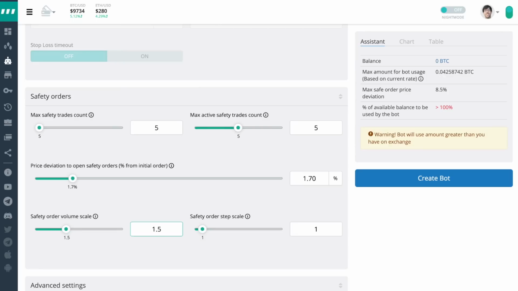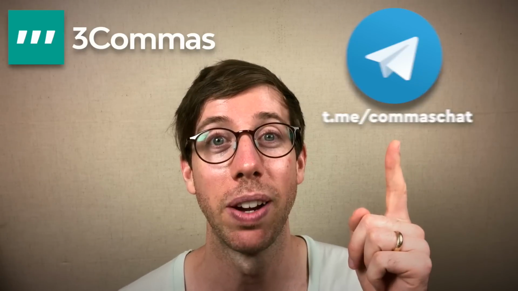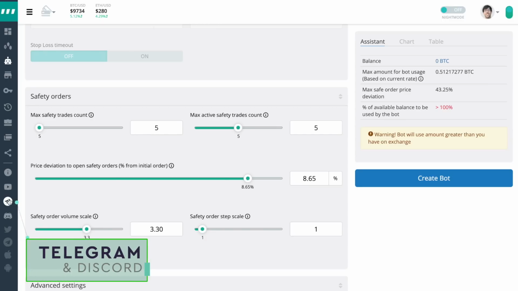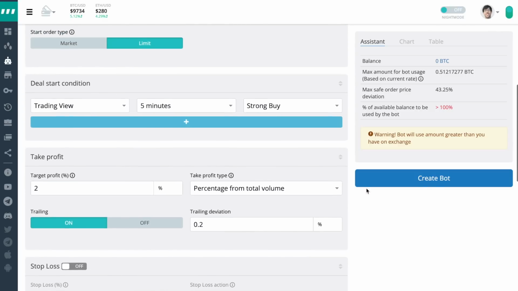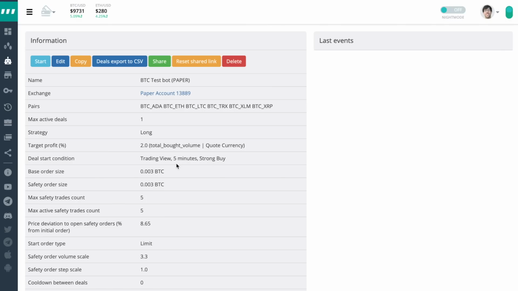So don't do these crazy things like set your safety order volume scale to something like 3.3 and something ridiculous, because you're not going to do that with your real account. And if you are, and you're having success with it, by all means, let us know in the Telegram chat channel, which you can find a link to up here, or you can just find it on the website. It's over here on the side where we have Telegram. Boom. All of these things are here for you to play with and to have fun with and to see how it goes. And I can create the bot and I can start it, and it's going to perform just like all of my other bots.